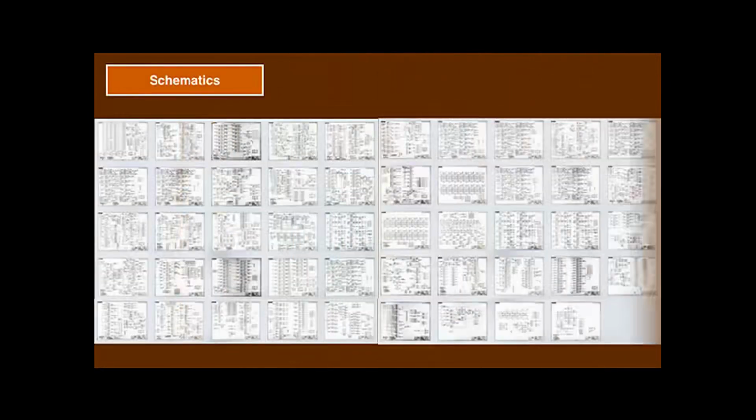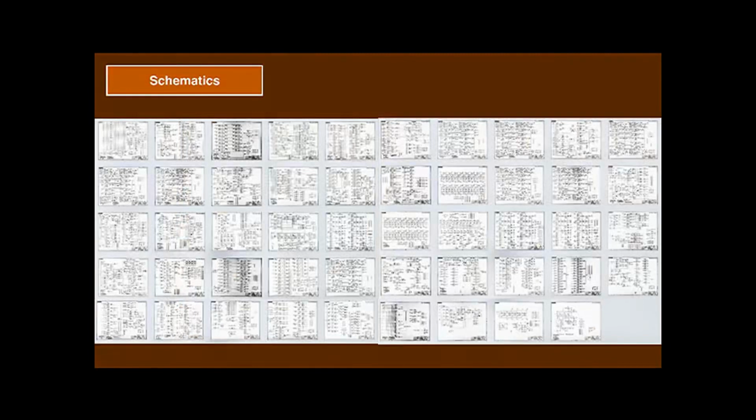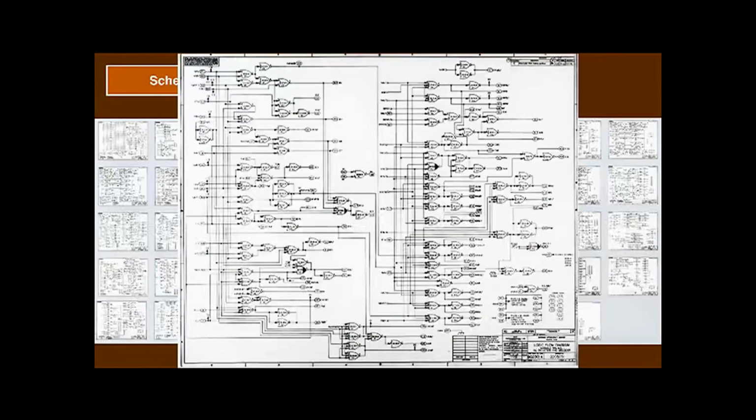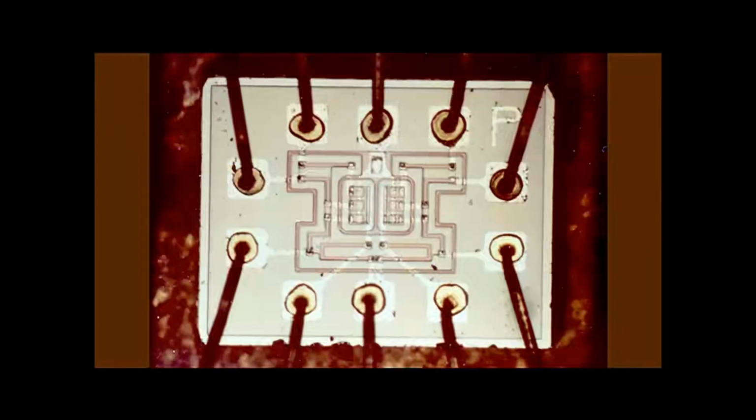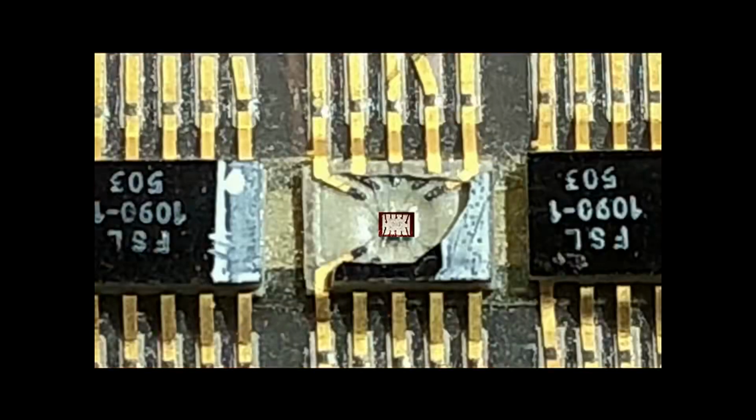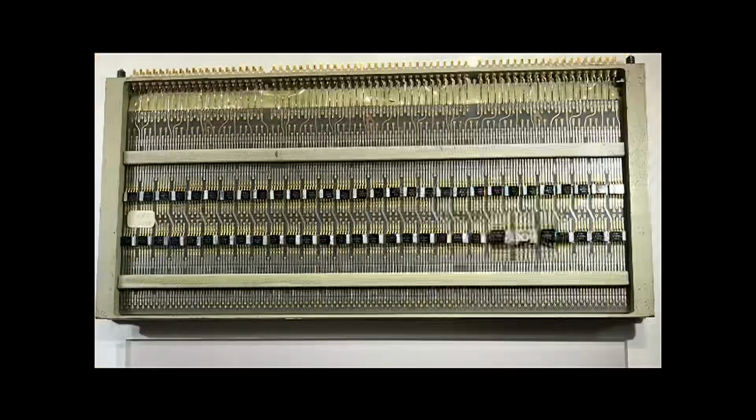The complete schematics are publicly available and fit on just 49 sheets. The whole implementation only uses a single type of gate, a 3-input NAND gate. 2 of these are contained in one integrated circuit, and about 100 of these ICs form a logic module.